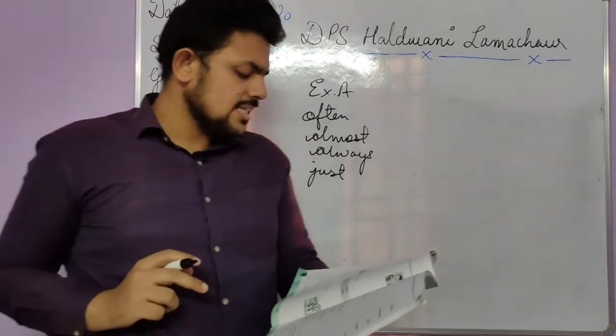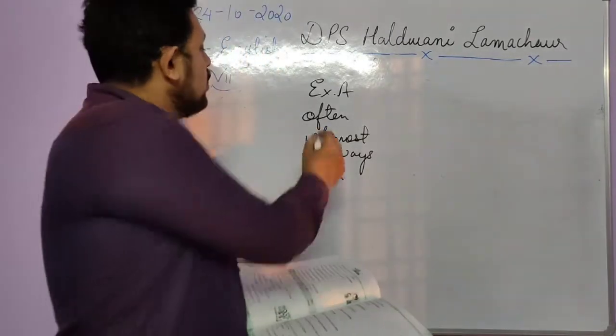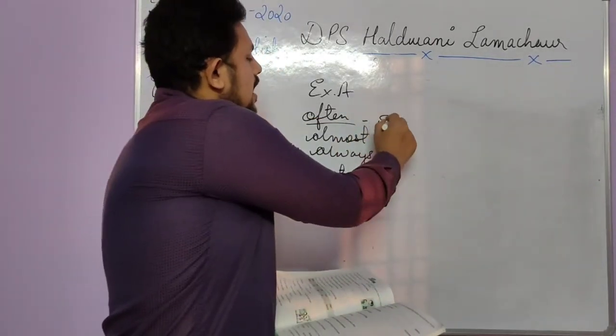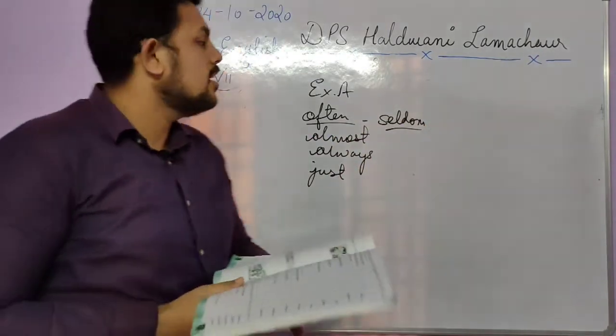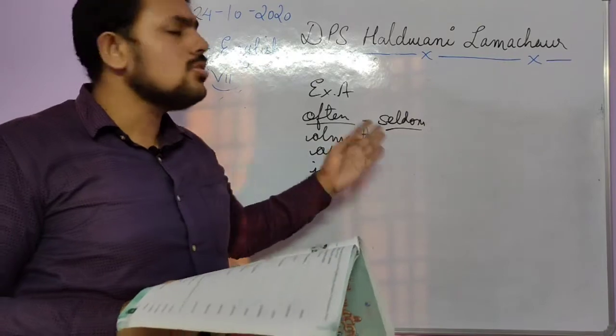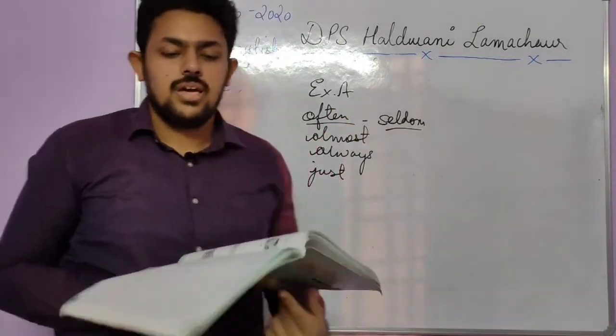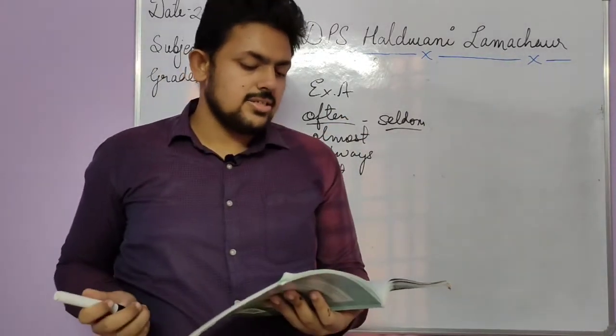The first sentence, I dash go for shopping, I have put often, seldom can also come there. Just check your sentences whether seldom is more appropriate in any sentence or often, you can replace it. Okay. So here the B exercises are also over.